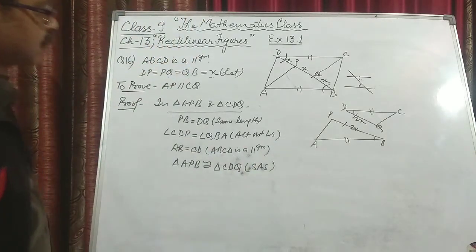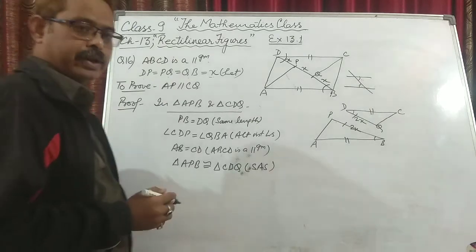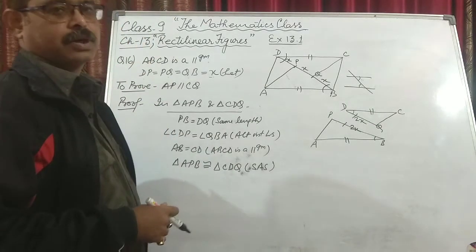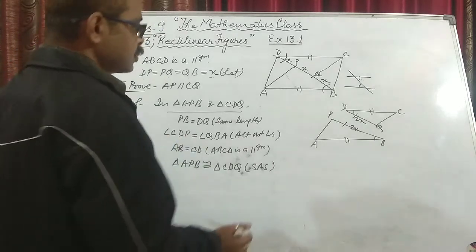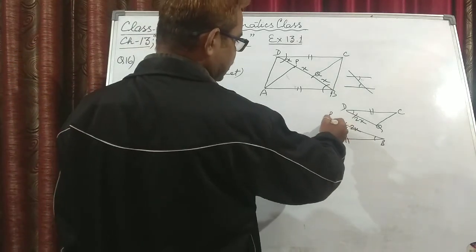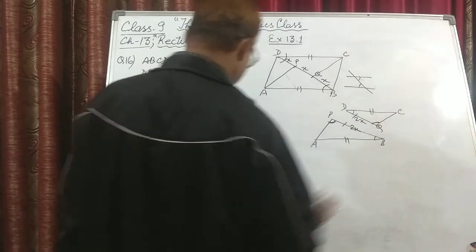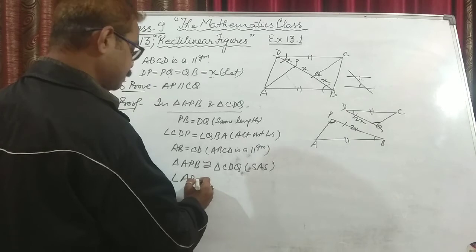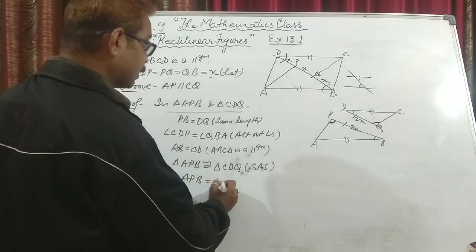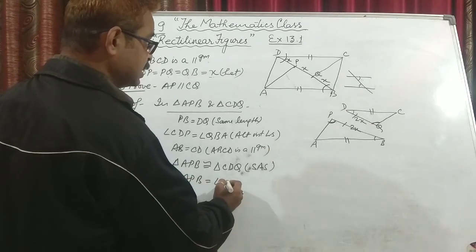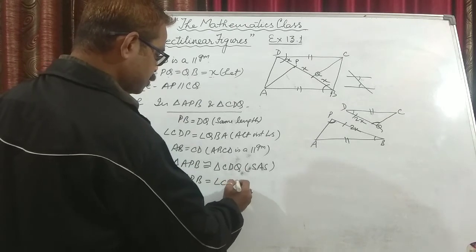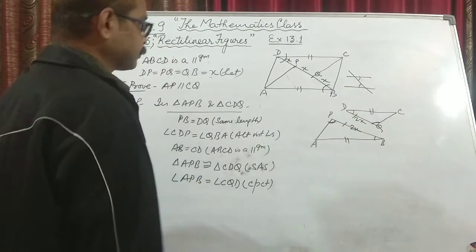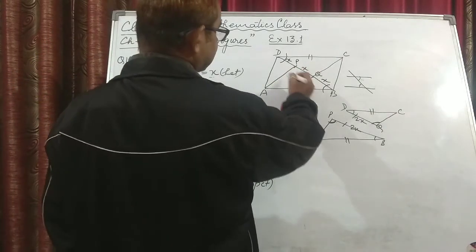Now when the triangles are congruent, we know that all the corresponding elements, all the 6 elements of the first triangle, are equal to the corresponding elements of the second triangle. So we can say this angle P will be equal to angle Q. So angle APB is equal to angle CQD by CPCT.